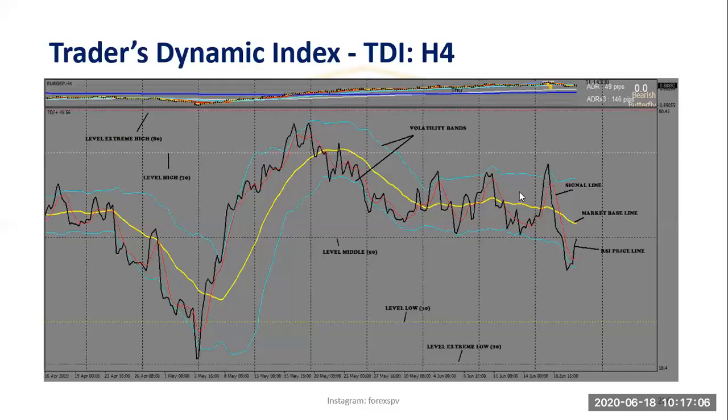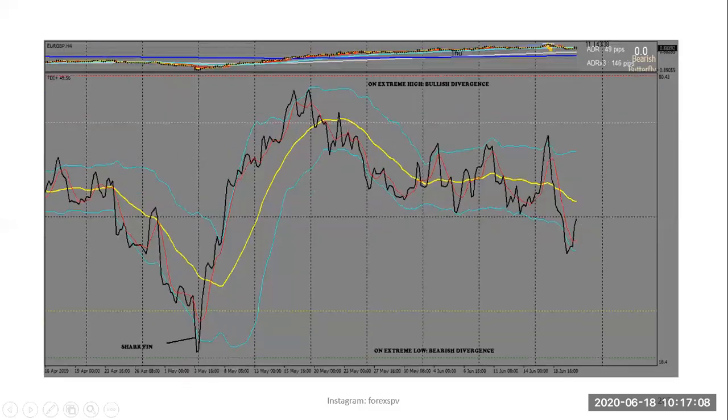Okay, so now that we know the parts of the indicator, how do we use it now? I usually look at the TDI when it's at extreme levels. When it's on extreme high, we know that it's a bullish divergence. We expect sales from there. When it's on extreme low, we know that's bearish divergence. We expect the market to buy. So it's an oversold area, it's an overbought area.